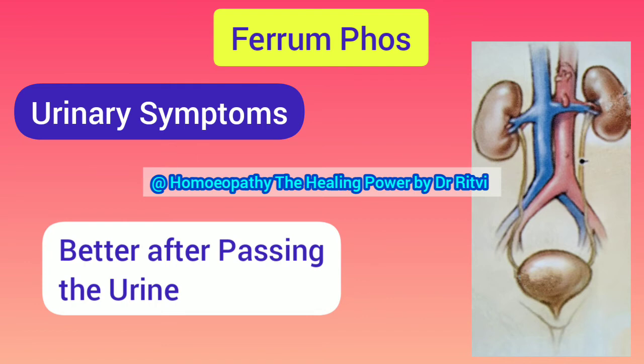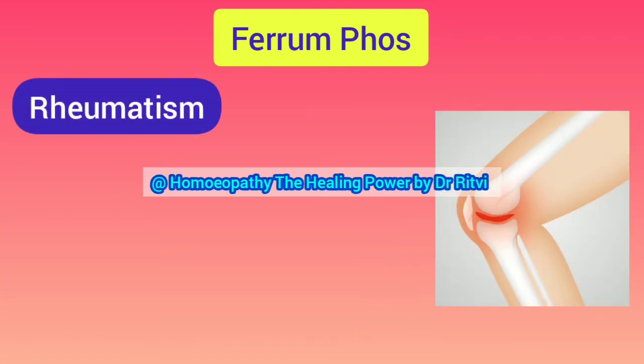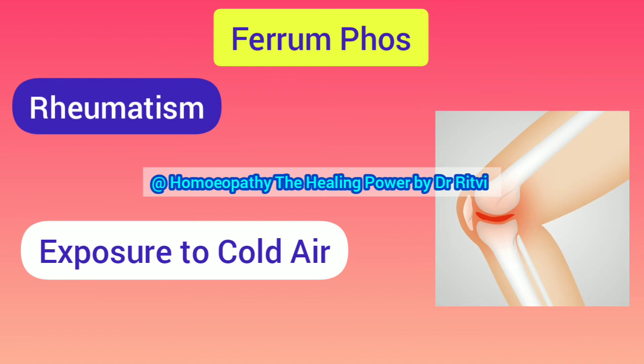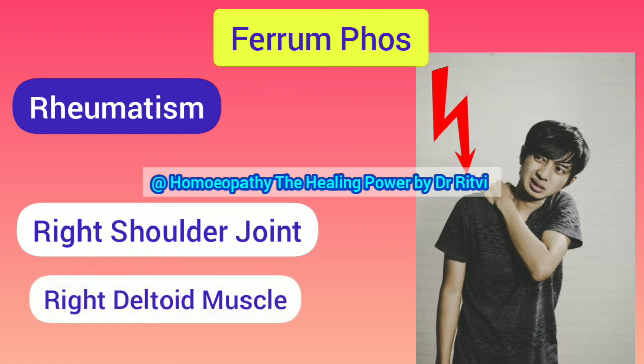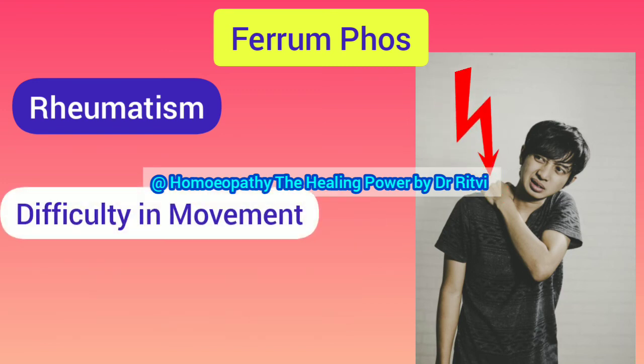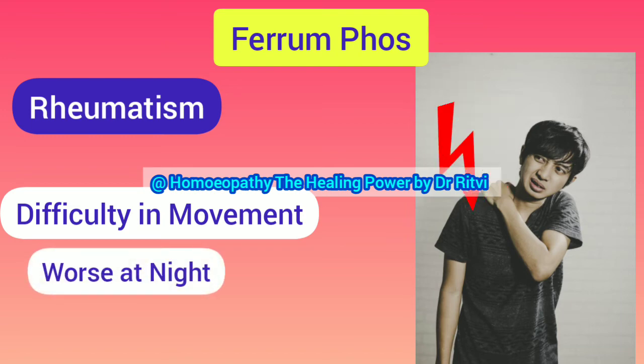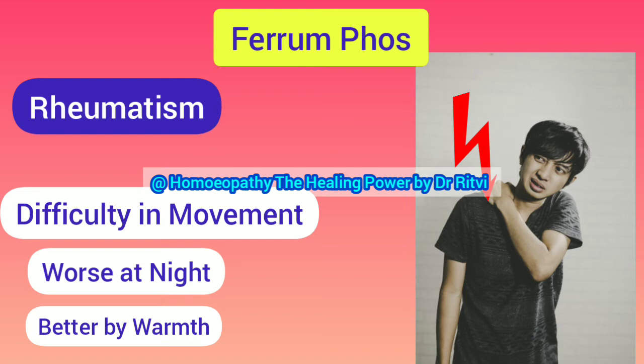Ferrum Phos in rheumatism. Ferrum Phos is indicated whenever the cause of rheumatism is due to exposure to the cold air or due to cold environment. Ferrum Phos is useful in the cases of articular rheumatism, especially of right side of the body, and mostly the right shoulder joint and the right deltoid muscle are affected. There is stiffness with difficulty in movement. There is swelling with pain, and this pain is aggravated especially by moving the joint and at night, and patient feels better by application of warmth.